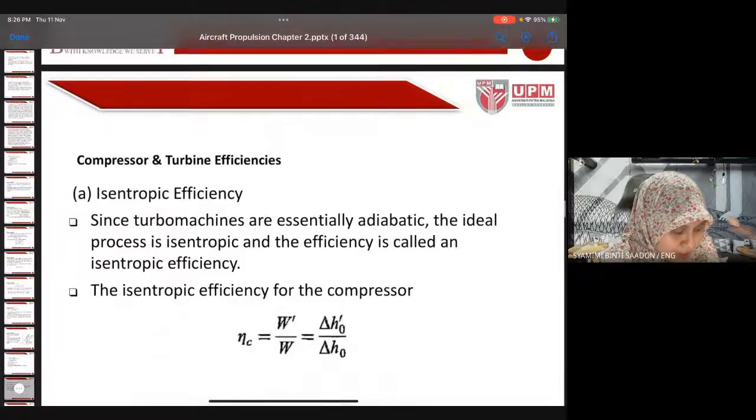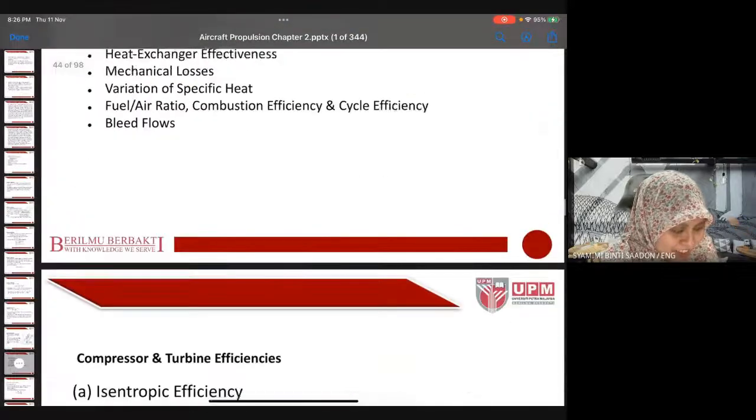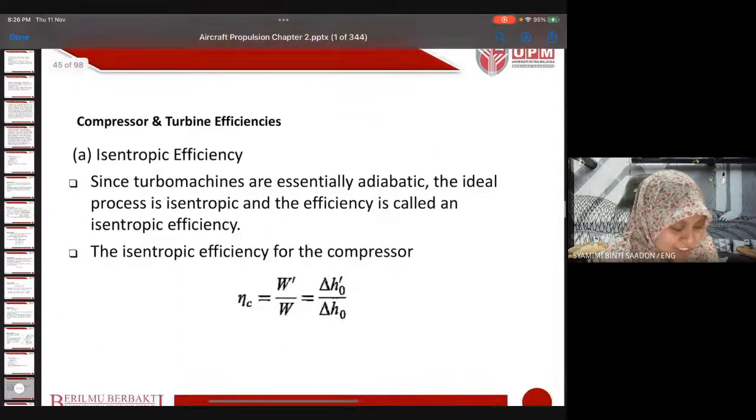Isentropic efficiency. Okay, sekarang pun isentropic efficiency tadi sikit ada slightly error in the slide.